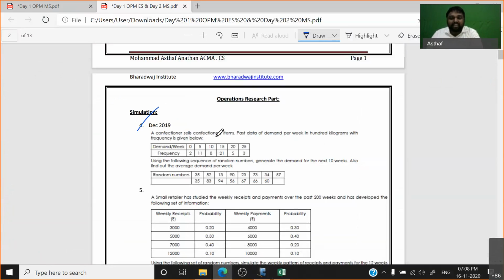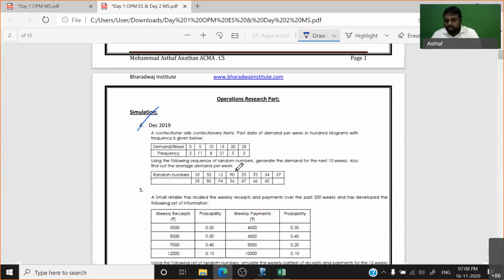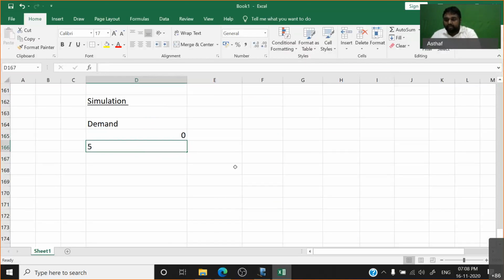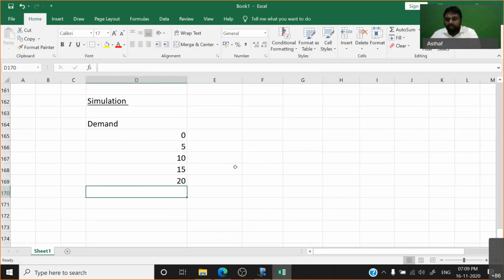A confectionery sells a confectionery item. Past data demand per week in kilograms with frequency is given below. So they started with a statement of range. We should have probability. If probability is not there, you have to take from the frequency. So let us see how it will start. The demand is given: 0, 5, 10, 15, 20, 25.